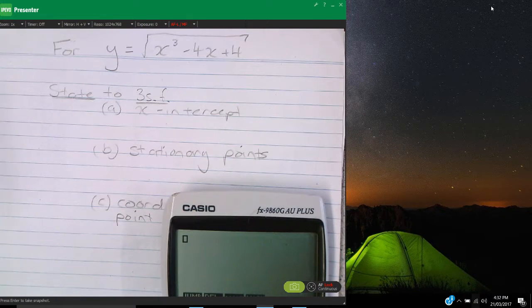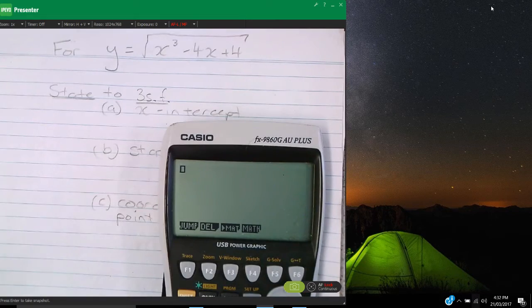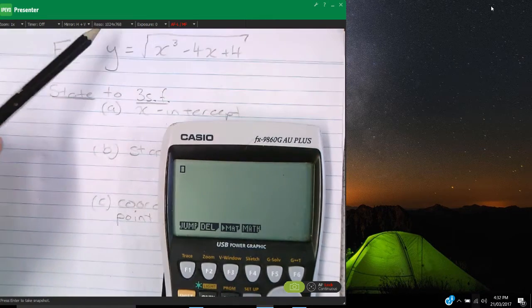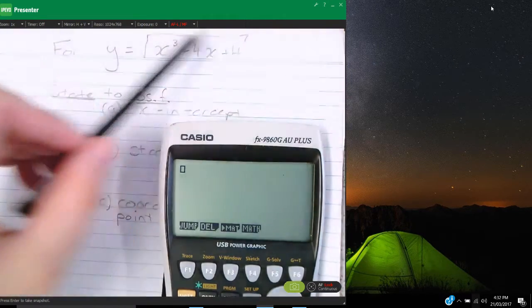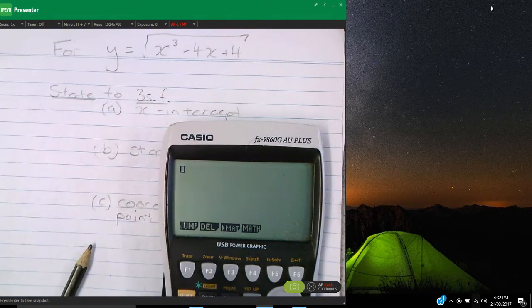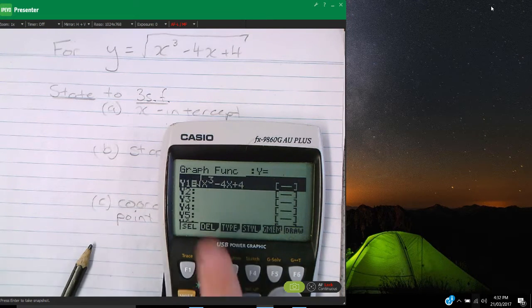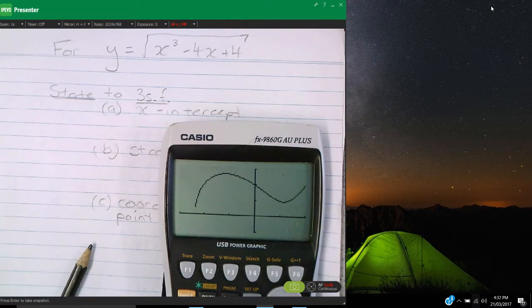Okay, in this video I'm going to be going over some techniques in using your graphics calculator. I have a function here, y equals the square root of x cubed minus 4x plus 4. So I'm going to start by graphing that, then I'll be addressing some questions that I have below. Alright, so go into menu, graph. Now, I've already set up this equation and I already have an appropriate window for this.